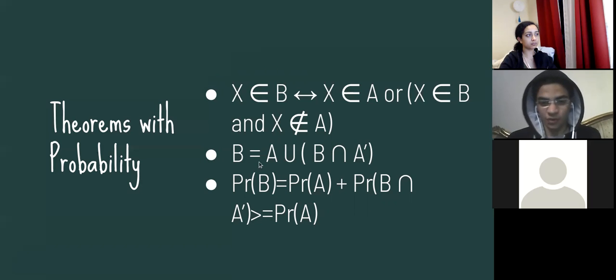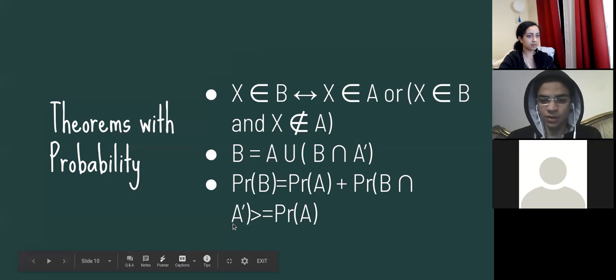First, of course, this is disjoint because you cannot have something both belong to A and not belong to A at the same time, or something that belongs to A and belongs to A dash at the same time. So A and B intersection A dash are disjoint. There are no common elements. You cannot have something in A and not in A at the same time. So since these two are disjoint, I can simply add their probabilities. So the probability of B is just equivalent to the probability of A plus the probability of B intersection A dash.